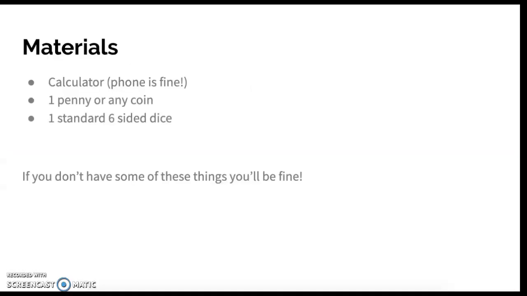So before we get started, there's a couple of materials that might be helpful to you. First, if you have a calculator, which could even be your phone, that will help you out. Also, we're going to do some probability experiments. So if you have a penny or any coin and a standard regular six-sided dice, we'll use those.